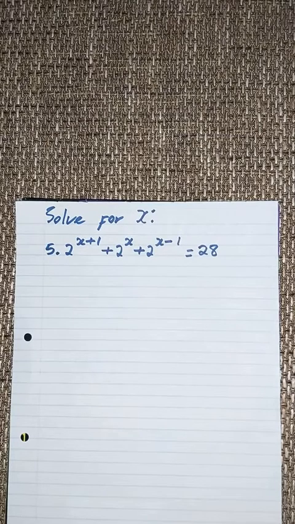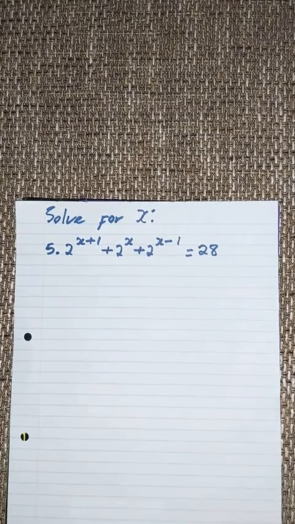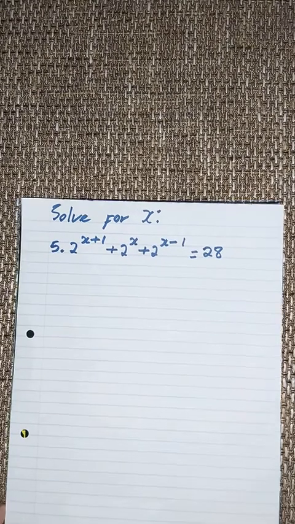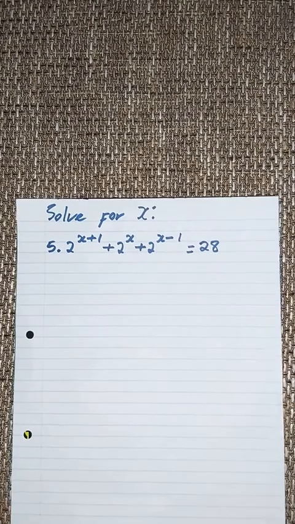Okay, here's another problem. Please try it by yourselves and then find out what you get as an answer. Then you check, after pausing the video, whether or not you got the answer correctly. So this is the problem. 2 to the power of x plus 1 plus 2 to the power of x plus 2 to the power of x minus 1 is equal to 28. Try it and then see what you get. I'm hoping you've done so.